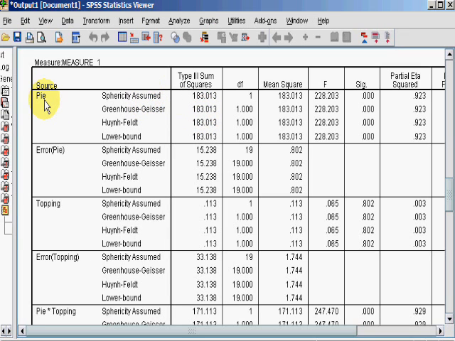So we just use the top line, pi, there's the p-value, it says 0.000. Now we know it can't be 0, so we would report that as p is less than 0.001. Okay, so we've got a significant effect, main effect of the type of pi.